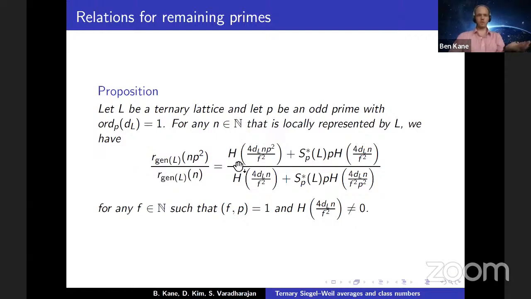Now, for non-stable lattices, it could divide it to a higher power. So we may not be able to use this proposition. But when we can use it, when it divides it to exactly power 1, we get a relationship between the number of representations by the genus of np squared and the number of representations of n. And what we get is a sum of 2 class numbers.